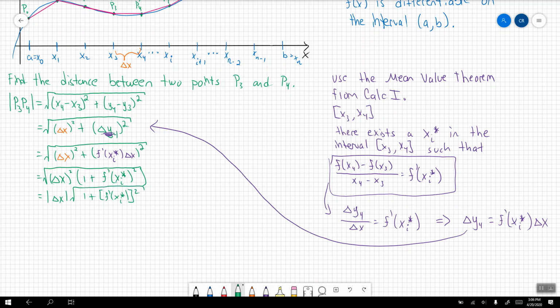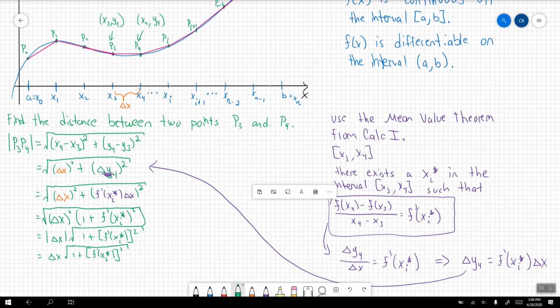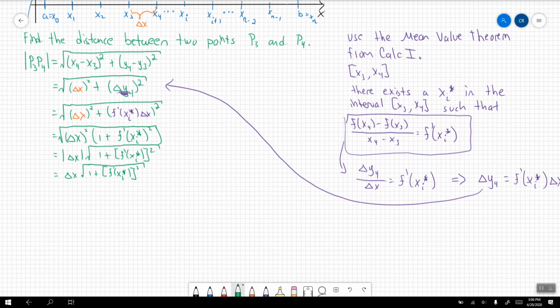Perfect. And then after that, we talked about this absolute value of delta x. The way that we define delta x is that it's already in itself just positive. So this is just 1 plus f prime of x sub I star, squared, and there we are. So if we wanted to find this arc length between P3 and P4, that line segment here would have this given value, which, if you look at it, only depends on the delta x that we would be able to find and the derivative of the function.